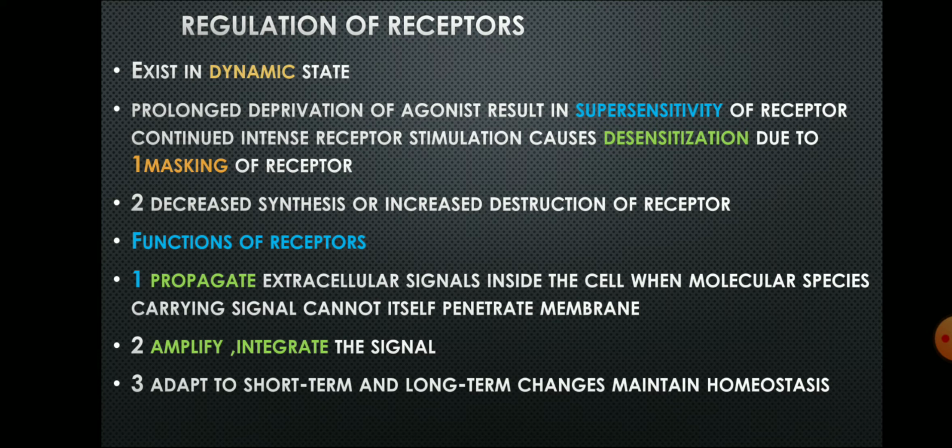Now the third one: they adapt to short-term and long-term changes to maintain homeostasis. Every cell is special in that it is able to maintain homeostasis inside its environment, in the cytoplasm. How is homeostasis maintained? It is maintained by short-term and long-term changes. That is how these dynamic receptors work.